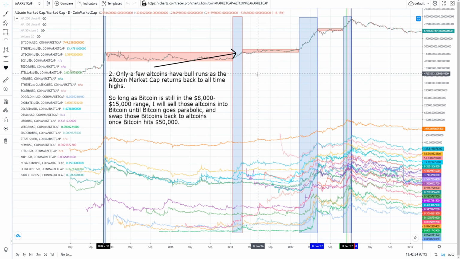Scenario two is going to be where the altcoin market cap returns back to the all-time highs, yet not everything has a bull run at the time. In that scenario, only a few altcoins have bull runs as the altcoin market cap returns back to the all-time highs. So long as Bitcoin is still in the $8,000 to $15,000 range, I will sell those altcoins into Bitcoin until Bitcoin goes parabolic. And then I'll swap those Bitcoins back to altcoins once Bitcoin hits $50,000.